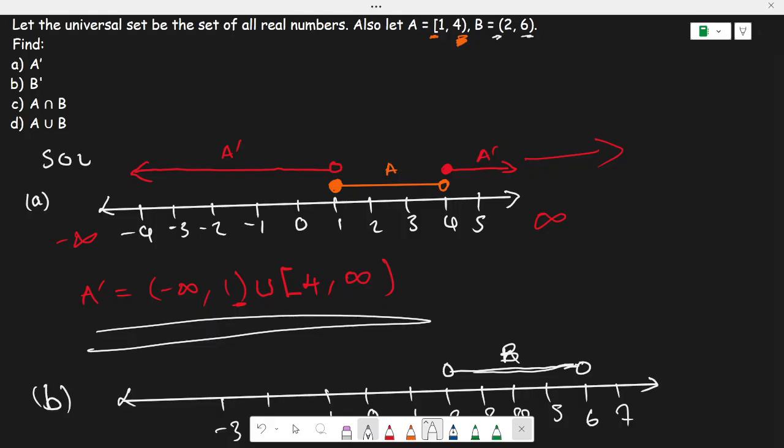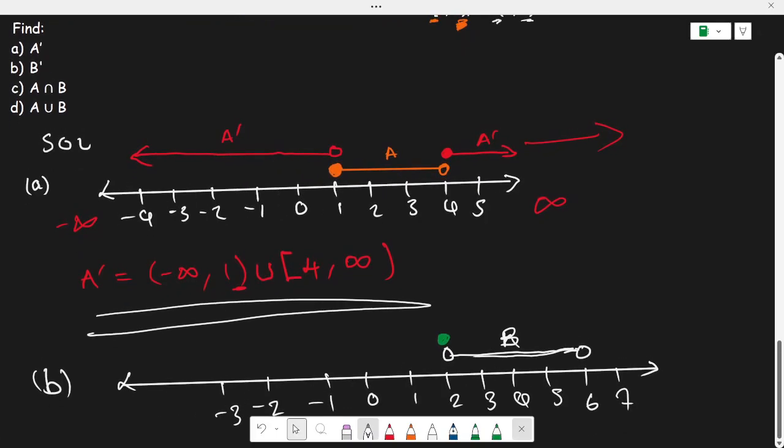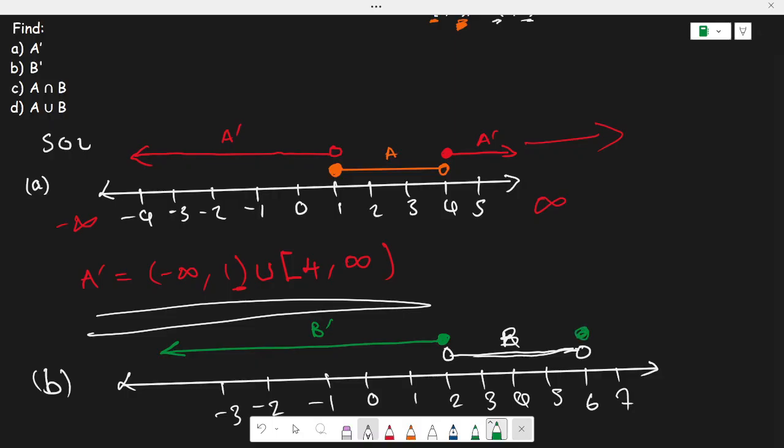Okay, so how do we find B complement? B complement is going to be what is remaining, which is the part that is not in B. So since we have an open circle here, we're going to have a closed circle. In B complement, 2 is going to be included since it wasn't included in B. So we're going to have a closed circle going this side. So this is B complement. And even this side, closed circle going this side.